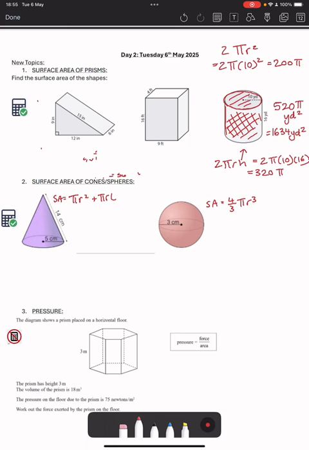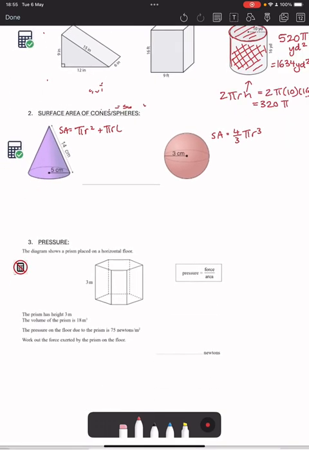Next thing, surface area of cones and spheres. Now, they're not going to give you this in an exam, so make sure you know it. This is your formula. Pi r squared, which represents this bottom base here, and then the pi r L is the curved surface area on the top. All you've got to do is substitute pi times 5 squared plus pi times 5, and L is this slanted height. That's what L is. So 14.